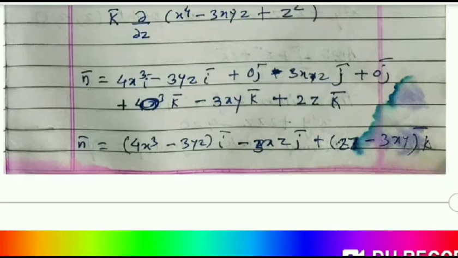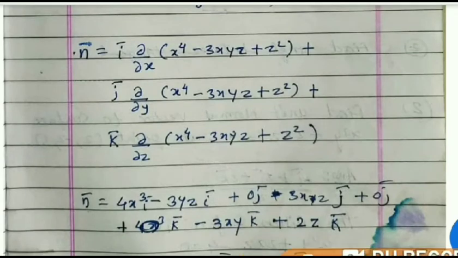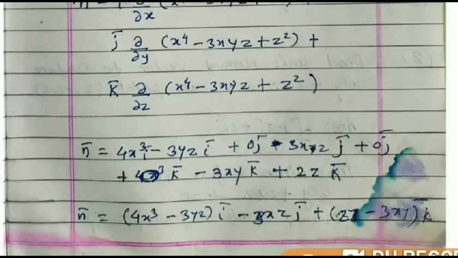Plus, differentiate with respect to y. Here x to the power 4 is constant because we are taking the derivative with respect to y, so its derivative is 0. The derivative of minus 3xyz with respect to y is minus 3xz, and the derivative of z square is 0.